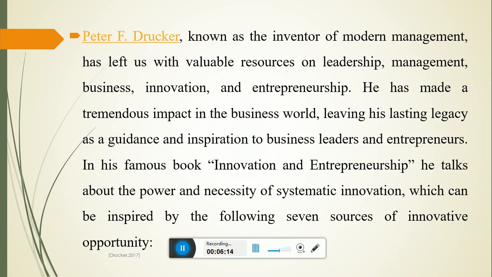In his famous book Innovation and Entrepreneurship, he talked about the power and necessity of systematic innovation, which can be inspired by the following seven sources. He divided all these sources of innovative opportunity ideas into seven parts. He asked why people need new ideas. These are seven sources that will help an individual, a businessman, to have new ideas, innovative ideas, new opportunities.